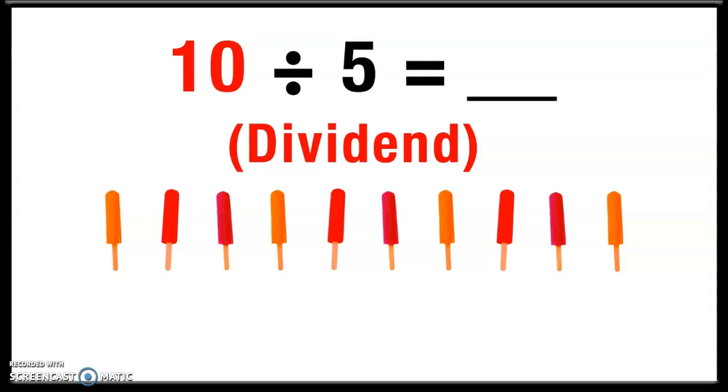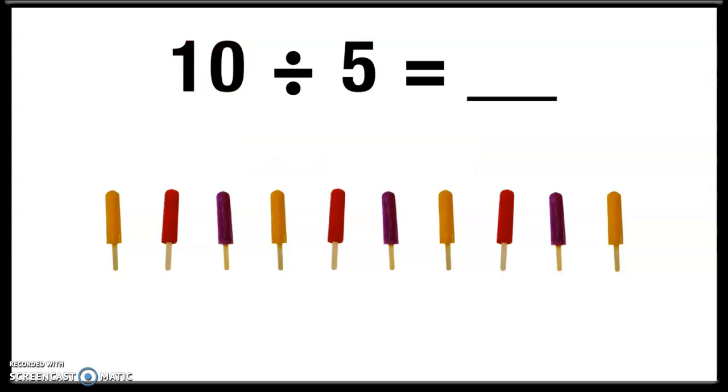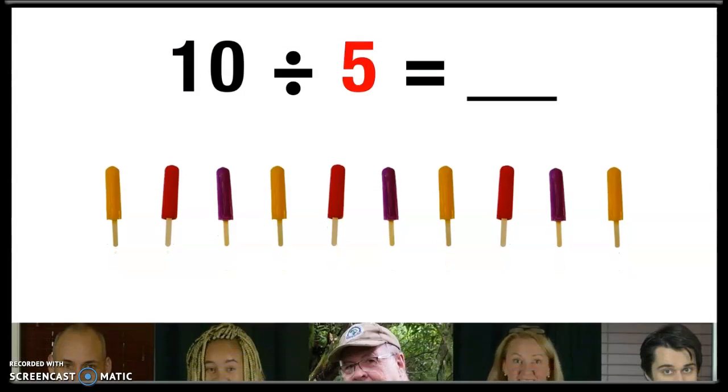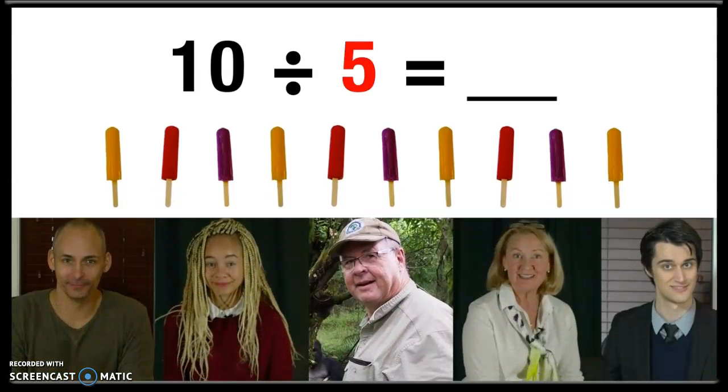We will divide the 10 popsicles into equal groups. There are 5 hungry people. The people are the divisor. They tell us how many equal groups of popsicles we need. So, how many popsicles does each person get? Let's divide the popsicles.